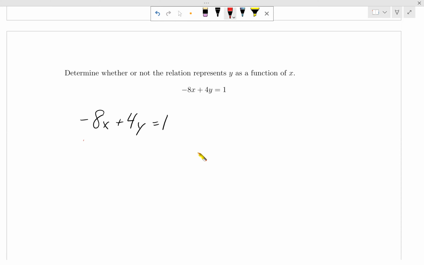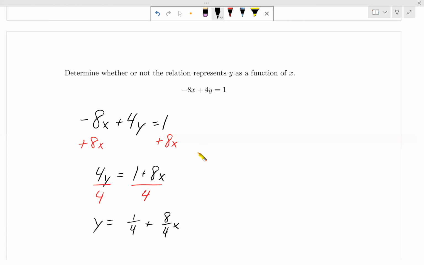All right. I'm going to add 8x to both sides, trying to get y by itself, and I get 4y equals 1 plus 8x. All right. Now I'm going to divide by 4 on both sides, and I get y is equal to 1/4 plus 8 over 4x, which is 1/4 plus 2x.